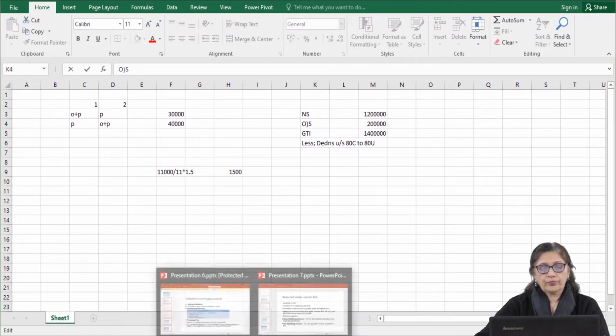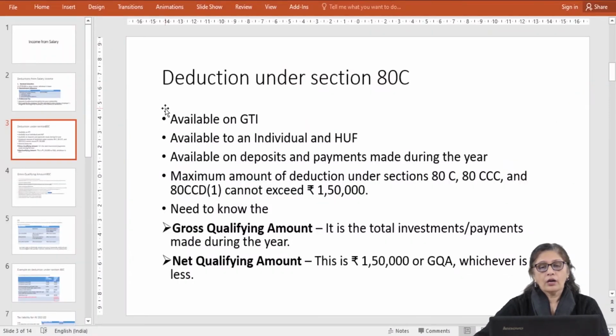Now, what is 80C? Deduction under 80C is available, as I've just told you, on gross total income to arrive at the figure of net income. It's available of all assessees only to individuals and HUF on deposits and payments made by the assessee during the year. Certain deposits and certain expenditures, payments.